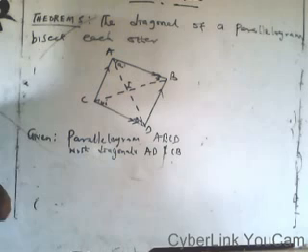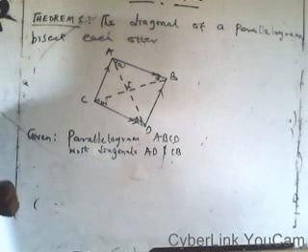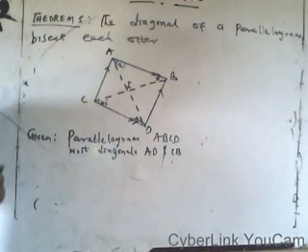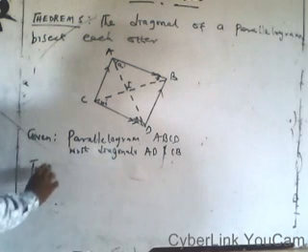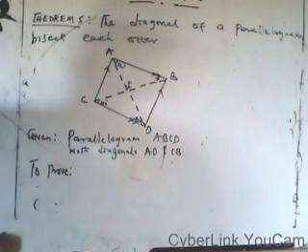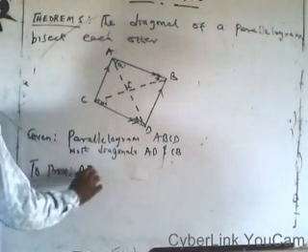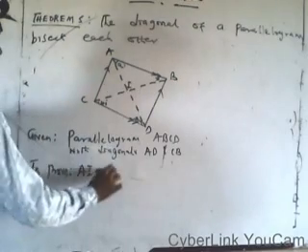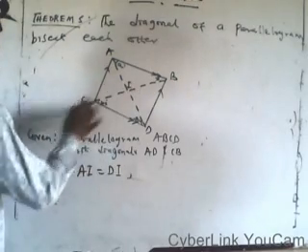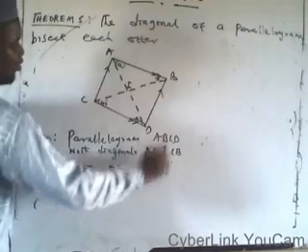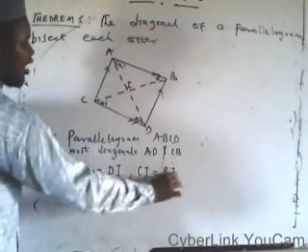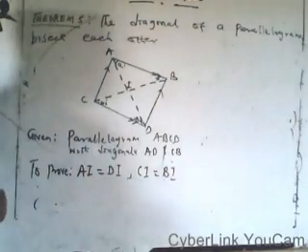Now, after the statement of given, what's next is our to prove. Our to prove is that we want to prove that AI equals BI, and also CI equals DI. That is what we intend to do.